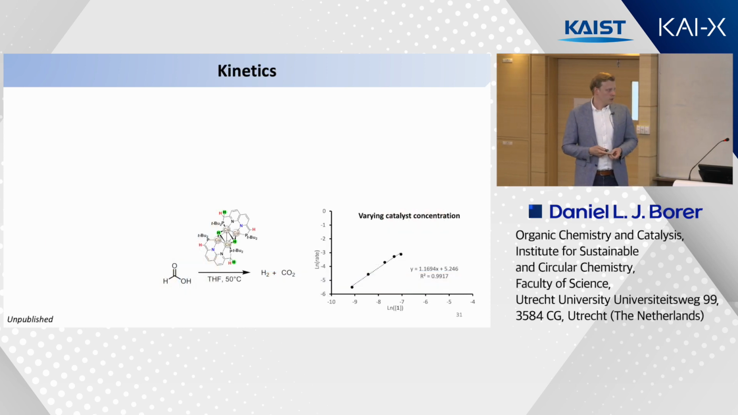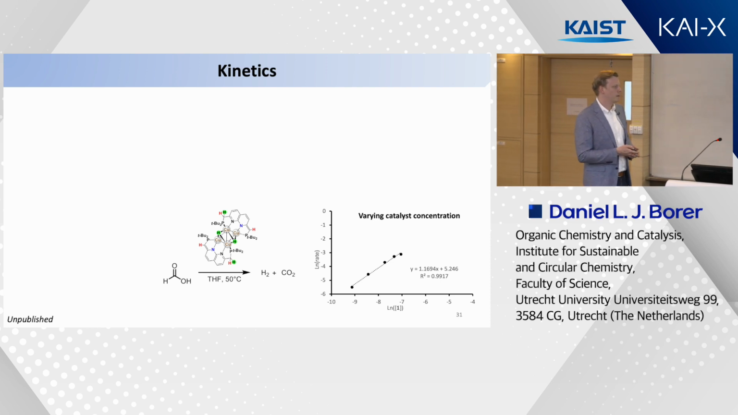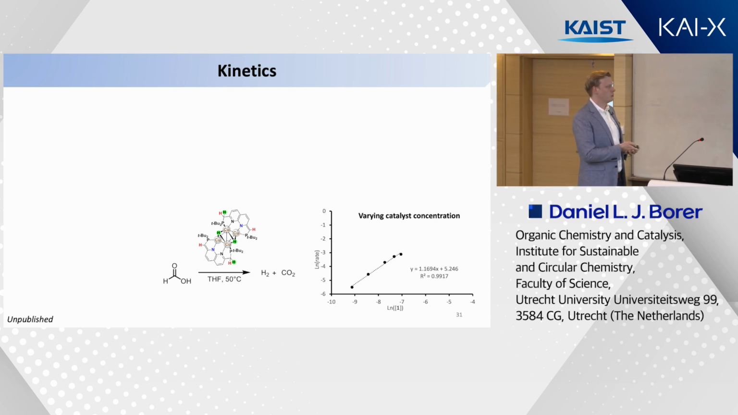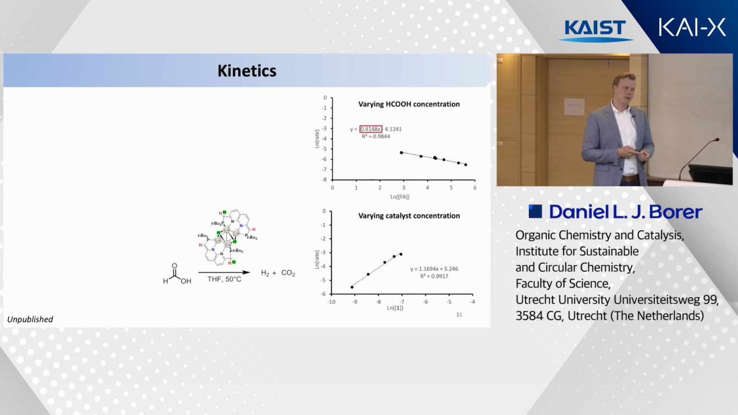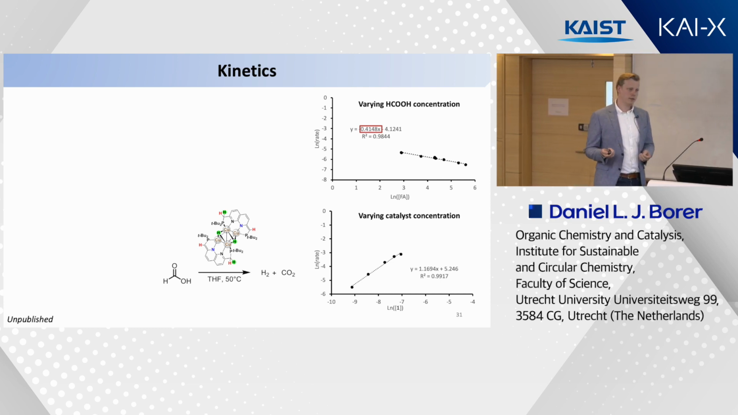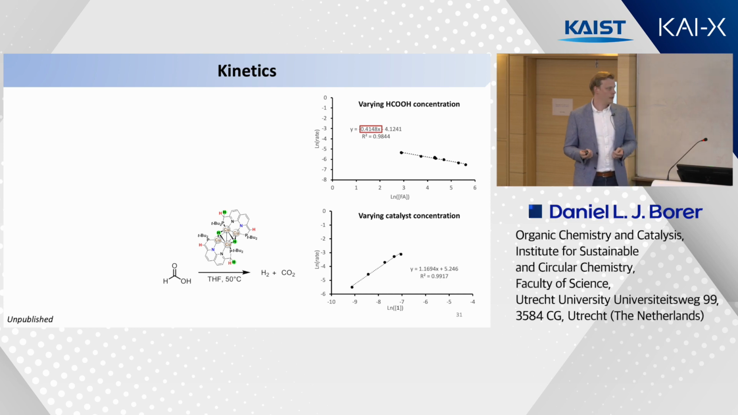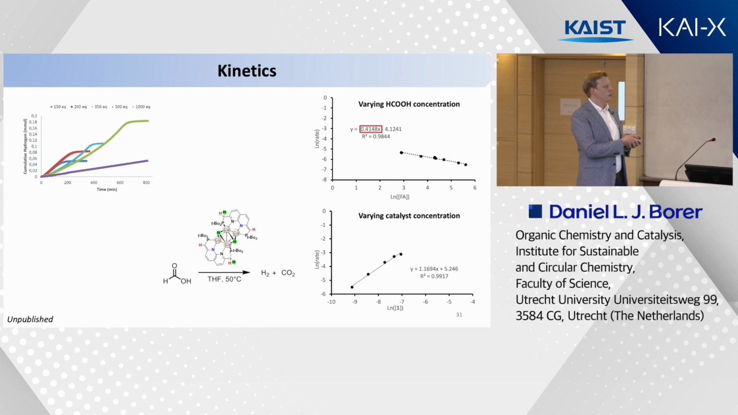So if we do kinetics, we look at the catalyst concentration, nothing strange is going on. We see a linear plot when we plot the natural logarithm of the reaction rate versus the catalyst concentration, showing that we have a first order in catalyst. But when we look at the effect of the formic acid dehydrogenation, we see something unusual or that we didn't expect. We actually see that the substrate, formic acid, inhibits the reaction. That is also very clear when you look at the kinetic traces. Here you see if we go to higher concentration, we see that the rate of hydrogen generation reduces.